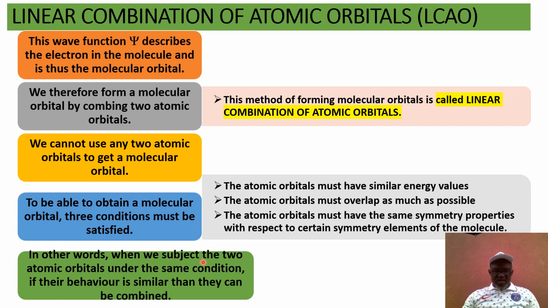In other words, when we subject the two atomic orbitals to the same conditions, if their behavior is similar, they can be combined. So remember, linear combination of atomic orbitals is the simultaneous addition and subtraction of atomic orbitals to obtain molecular orbitals.